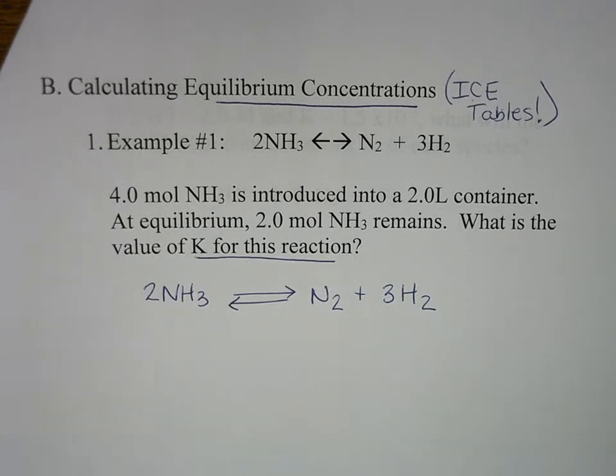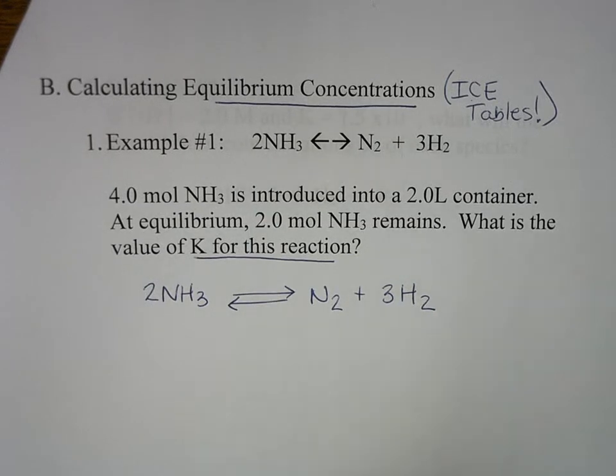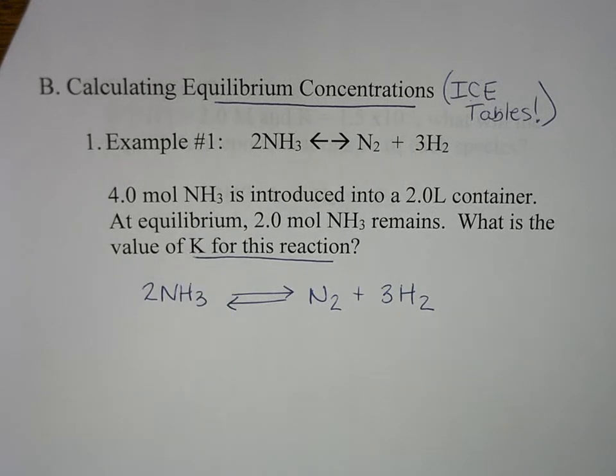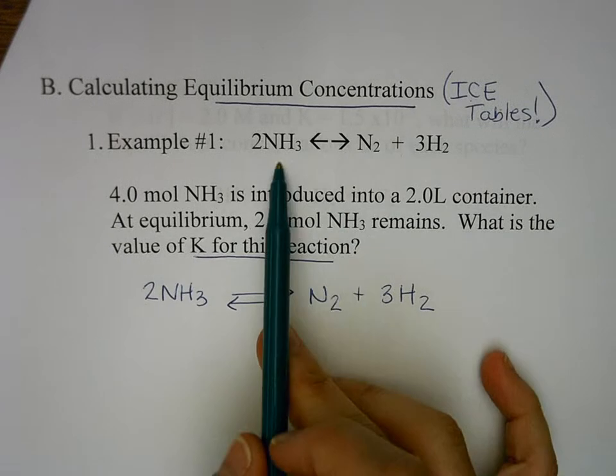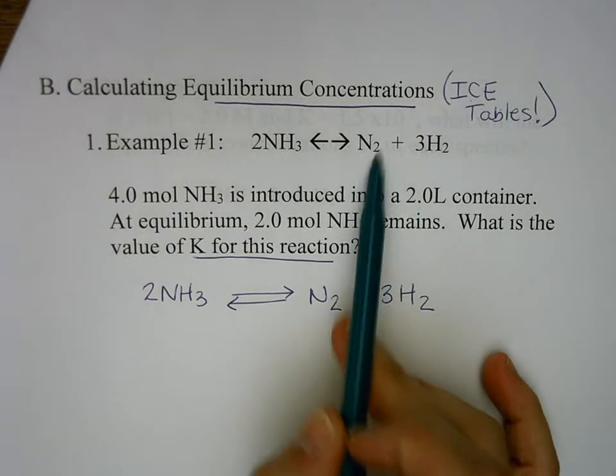So in this question, we've got the reactants, the products. They tell us some information, and so we'll put that into our chart when we set it up. So it says there's 4 moles of NH3 introduced into a 2-liter container. Basically, all that means is they took 4 moles of NH3, put it in a 2-liter container, and sealed it. And they let that NH3 decompose and turn into nitrogen and hydrogen.